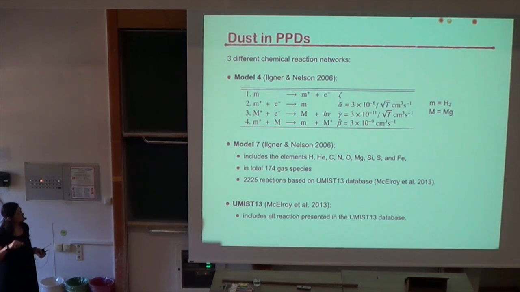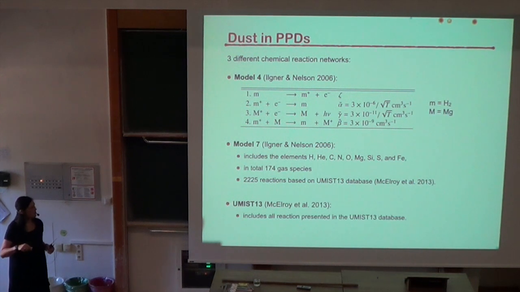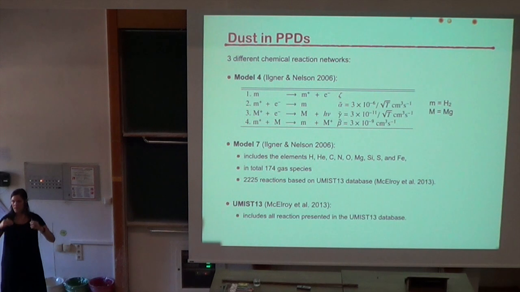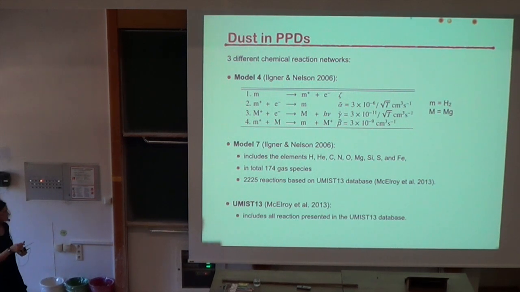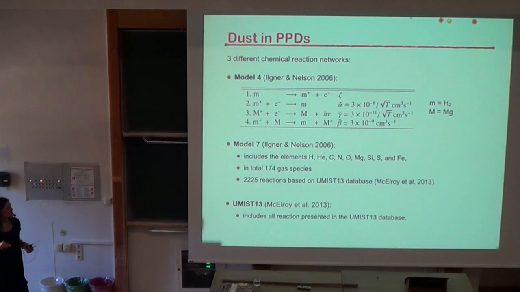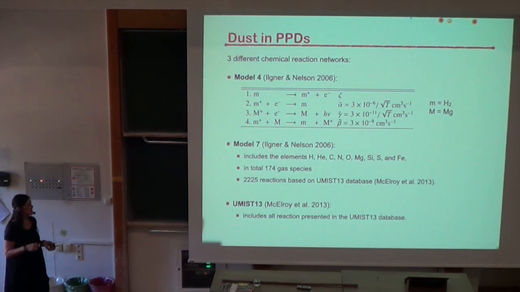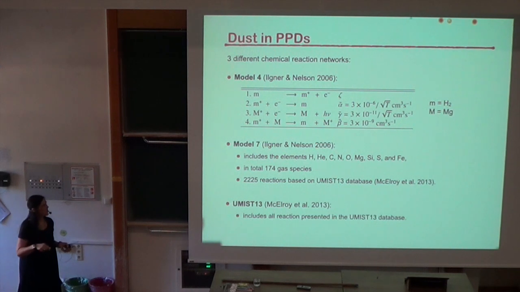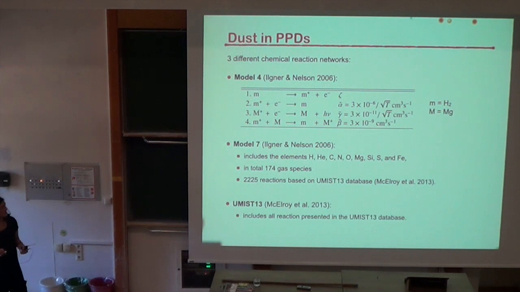For this other model, model 7 in Alberto and Nelson 2006, they include these elements and four-species molecules from this, so in total they have 174 gas species in this reaction network. And then they go to the UMIST database, which gives all the chemical reactions which are possible. And with these 174 gas species, they find more than 2,000 reactions which can take place in these environments.